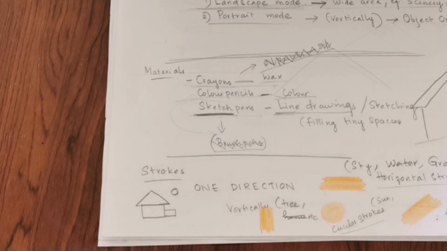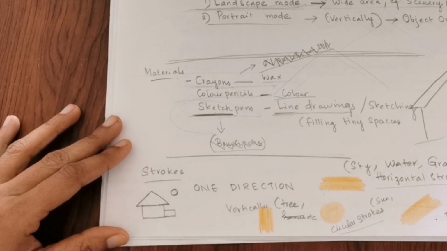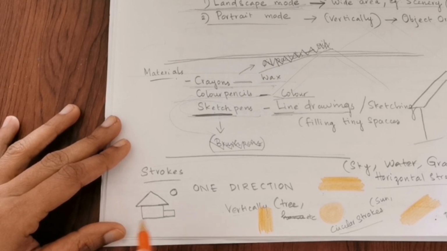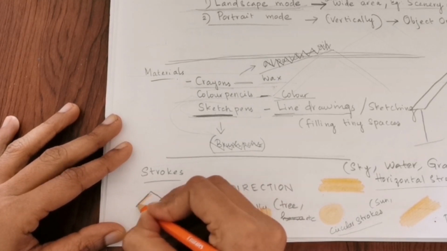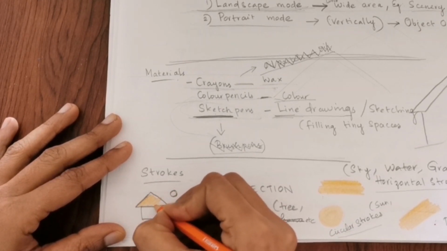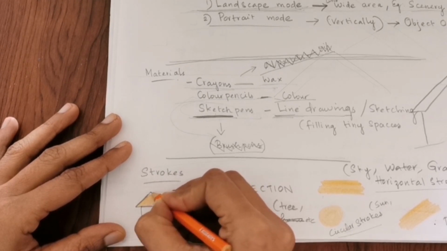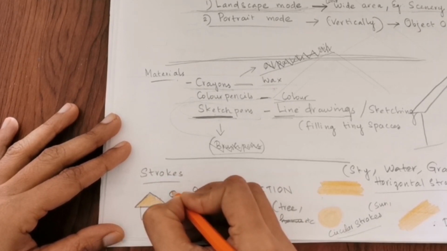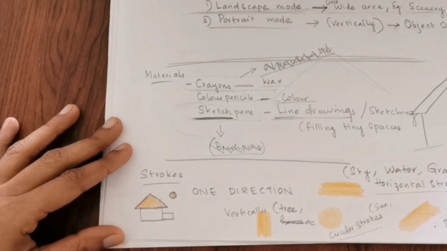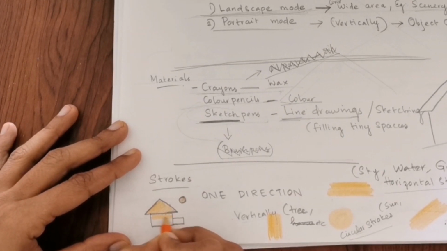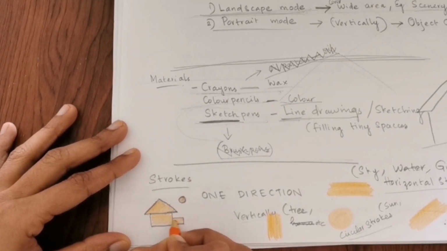So just mark all the notes so you will remember when you are taking classes. After taking 2-3 batches, you will keep it in mind and you don't need to refer to the notes always. Again, as I said, for the roof I'm picking diagonal strokes, for the sun I'm picking circular strokes, and for this part I'm picking horizontal strokes.